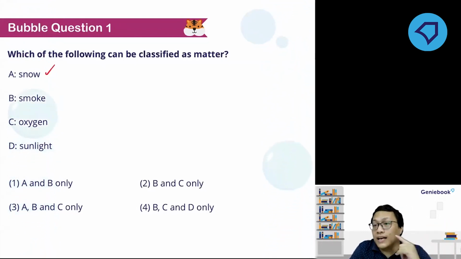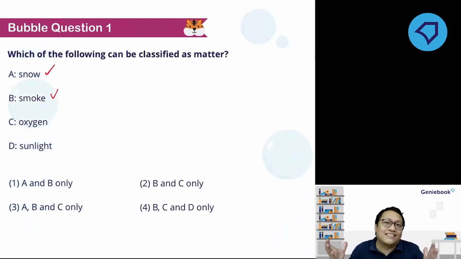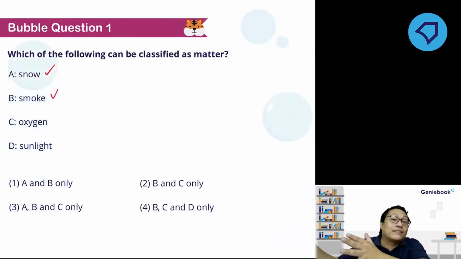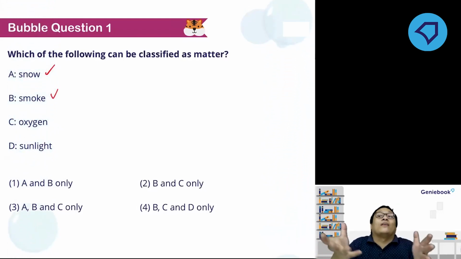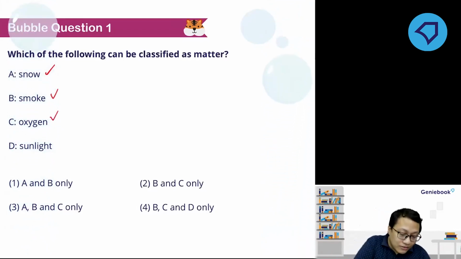Then how about smoke? Is smoke matter? Yes. It has mass and it occupies space. How about oxygen? Oxygen is the gas that we need. Is gas matter? Yes. Gas is matter because it has mass and it occupies space. So oxygen is also matter.